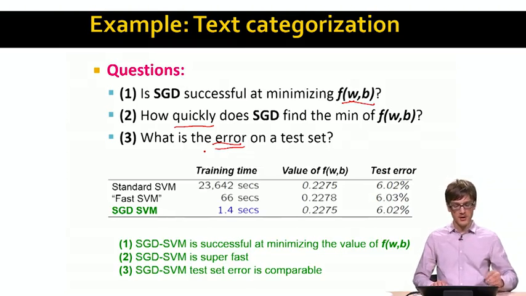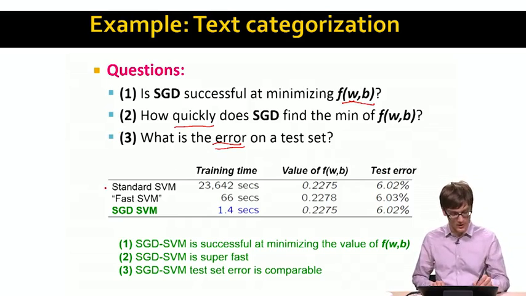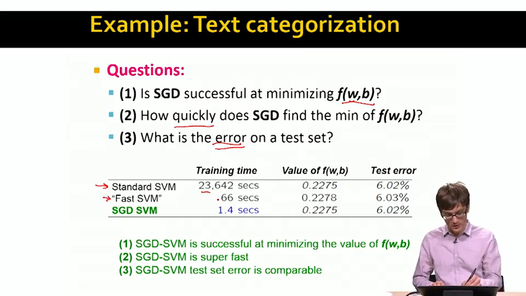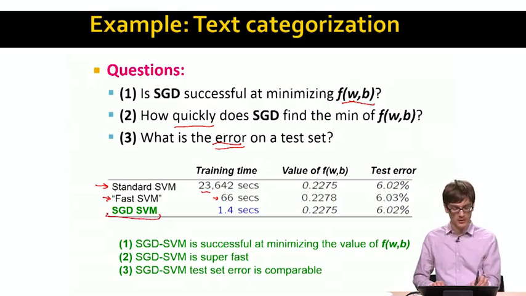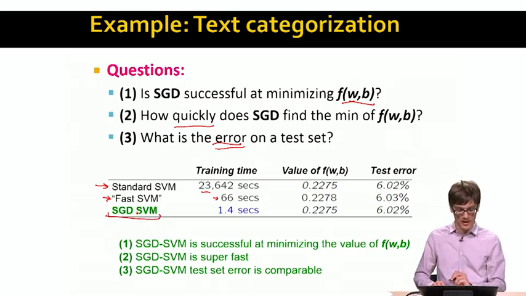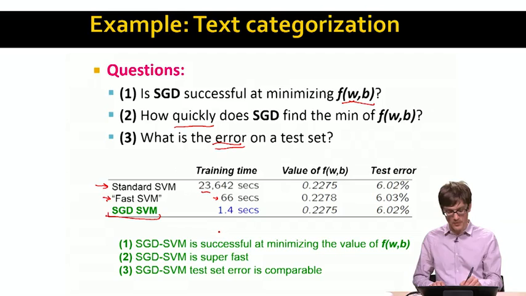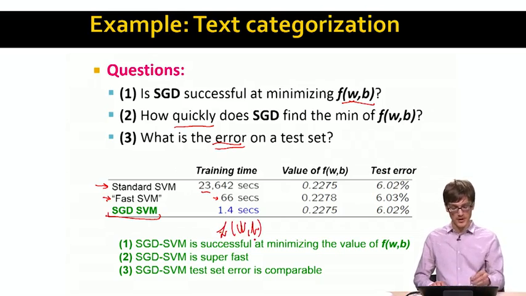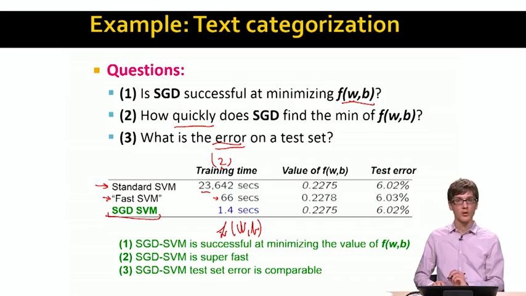To answer how long it takes to find the minimum value of f: a standard support vector machine would, for example, take 23,000 seconds. A fast version of support vector machine would take 66 seconds. The version of support vector machine that we introduced, the stochastic gradient descent based SVM, would take 1.4 seconds to find W and B that minimize f. So that's the answer to the second question: how long does it take?